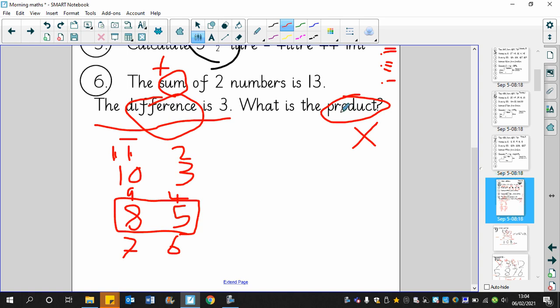And now the product means what happens if you multiply those two numbers together. Okay, so 8 times 5, your 8 times table or your 5 times table will tell you the answer is 40.